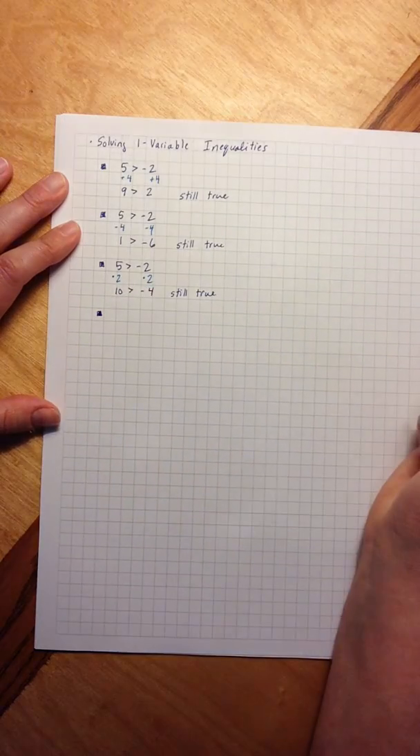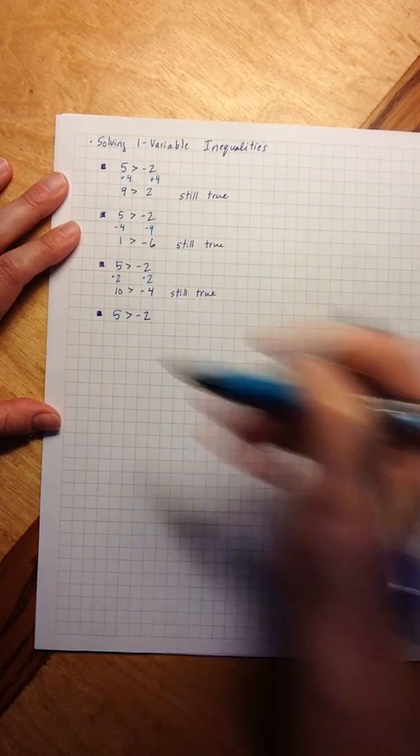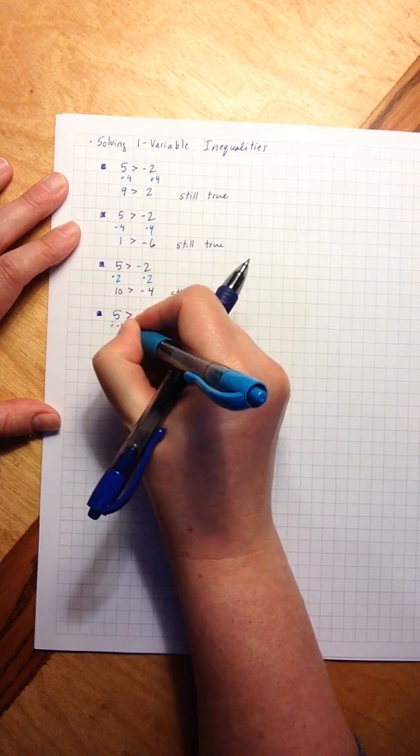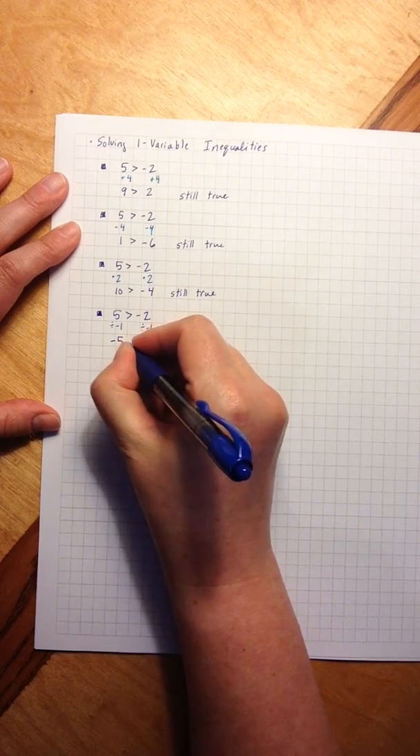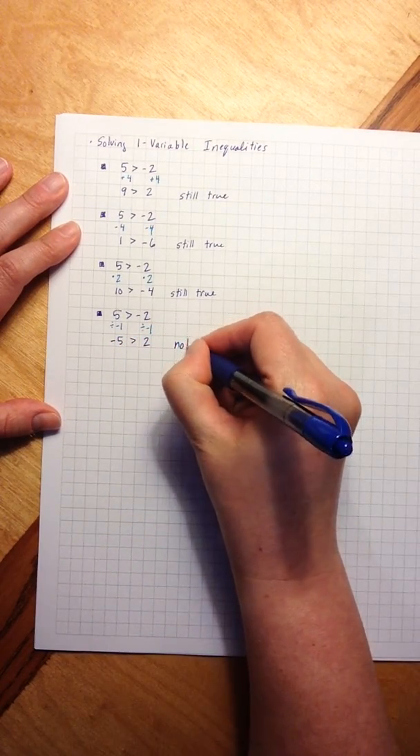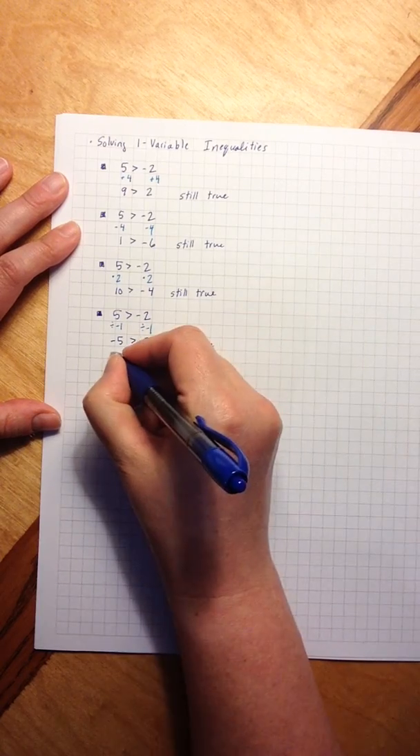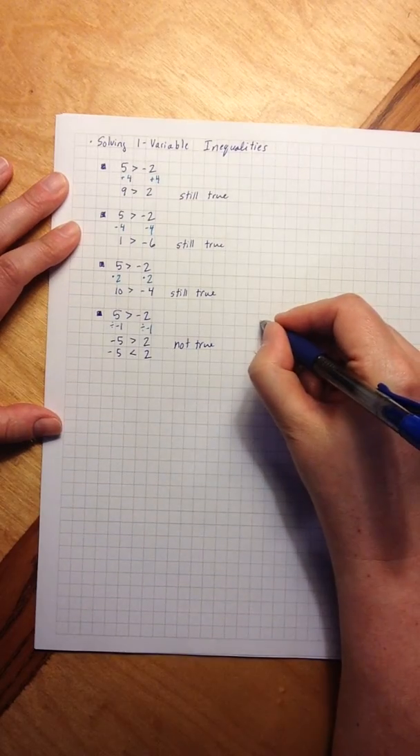Lastly, I want to test to see if multiplying or dividing by a negative number still holds. And so I'm going to divide both sides by -1. And then I get -5 is greater than +2, which is not true. Which means in order to keep it true, I'm going to have to flip my inequality.